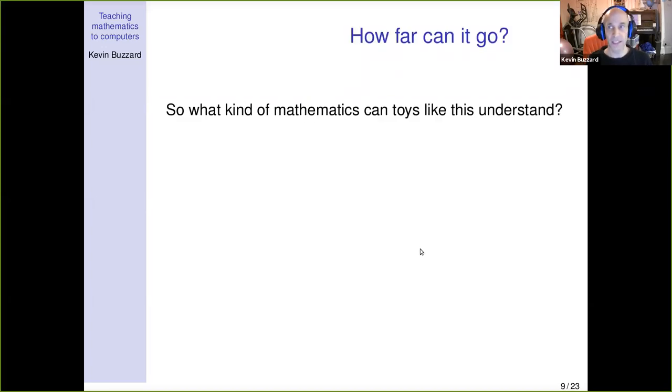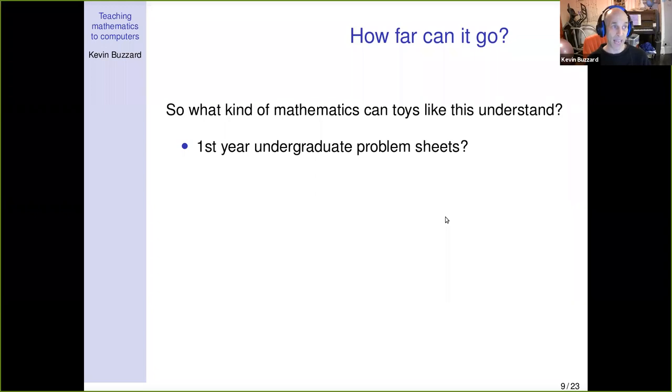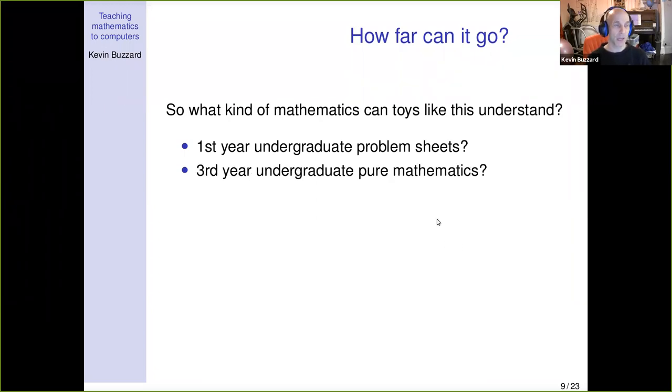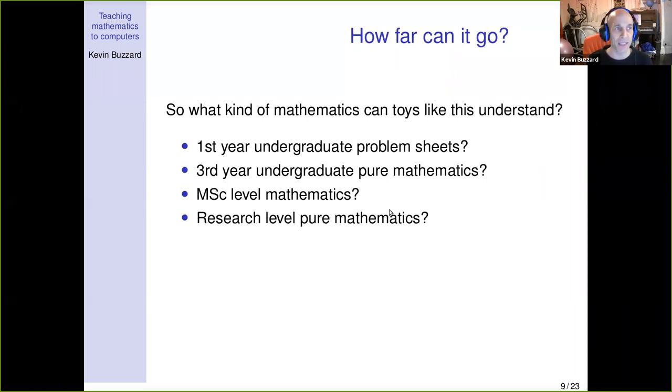What kind of mathematics can this stuff understand? How good are these toys? And how good in particular is Lean? Can it do the first year problem sheets? Well, yes, it can. We saw it doing them. But what about the third year problem sheets? What about my third year number theory course? Can this software, or any proof verification software, do third year undergraduate pure mathematics problem sheets? Or can it do MSc level mathematics? Or can it do research level mathematics?